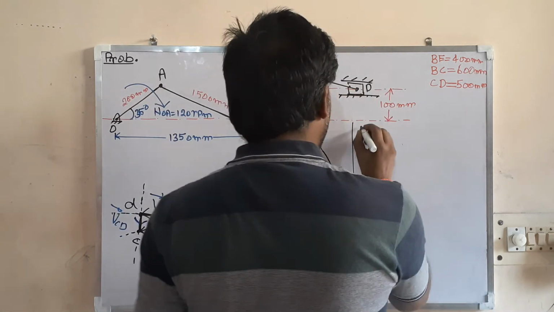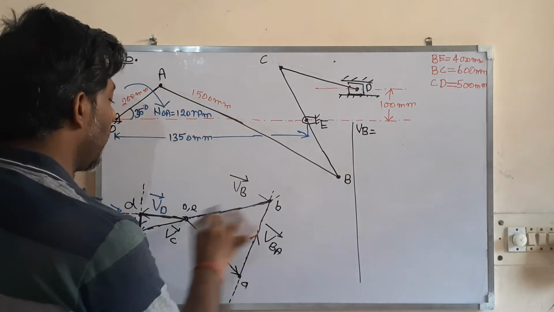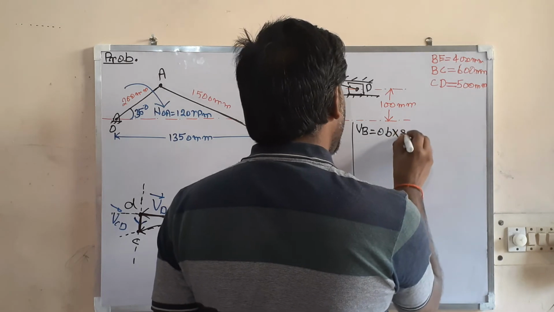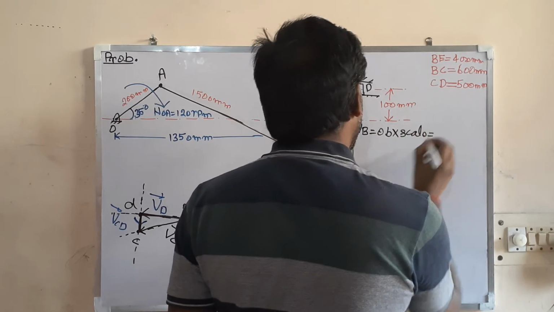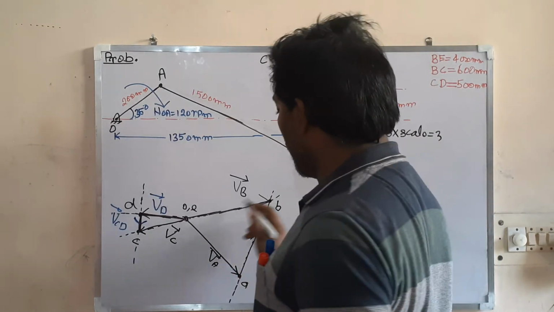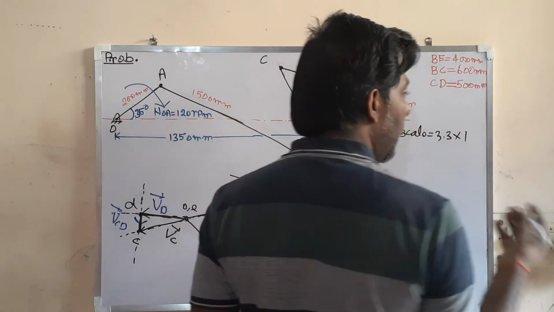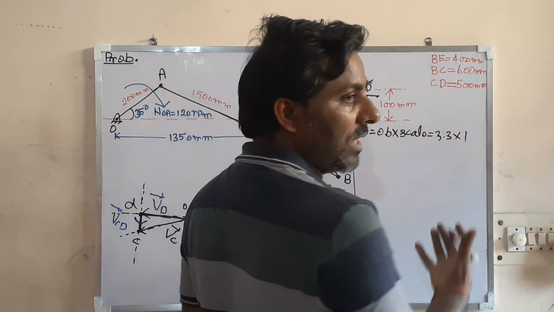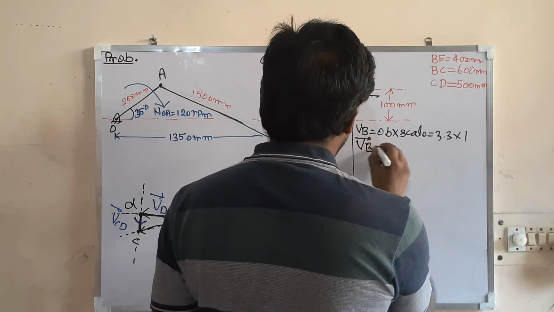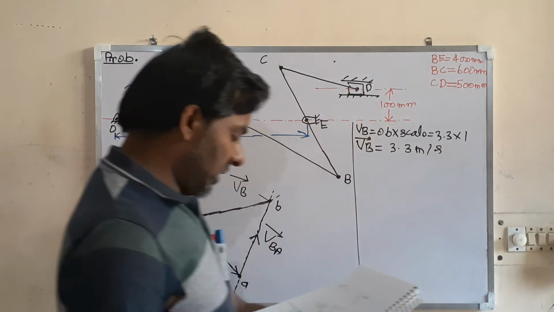So what will be velocity of point B? This is point B. So this is OB into scale. OB is equal to 3.3. Just you take a scale and measure. So from the measurement I am getting 3.3, and the scale is 1:1, so directly you will get the answer. So the velocity of point B is equal to 3.3 meter per second.